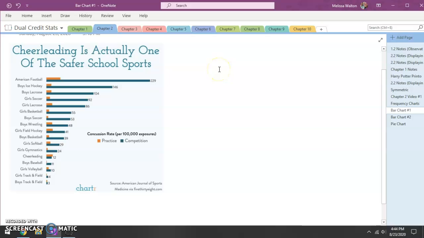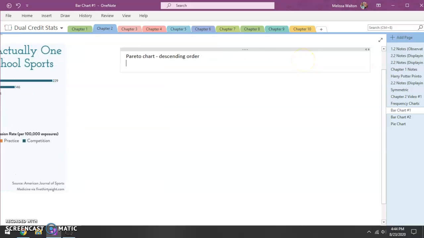Now there is kind of a fancy word, Pareto chart. This is when it goes in descending order. So technically this would also be considered a Pareto chart because it goes in descending order and it looks very pretty. It's not just a random bar chart where football's down here and lacrosse is up here and it's all over the place. Pareto is just a fancy way of saying that it is a bar chart in order.